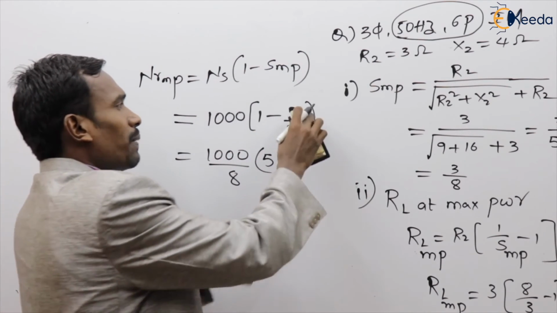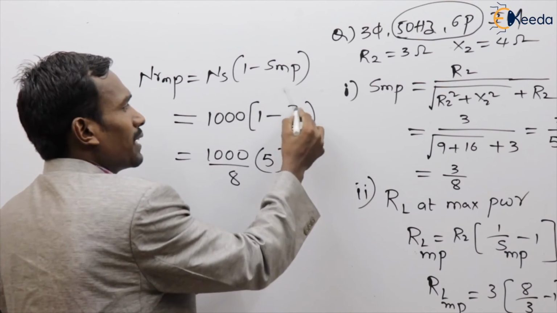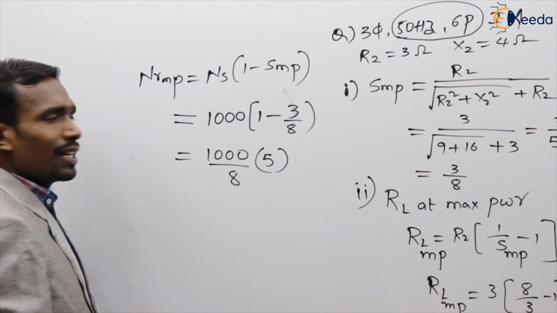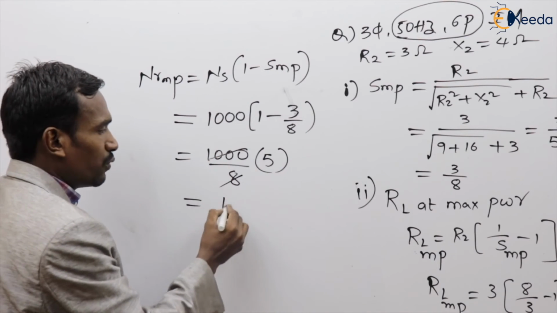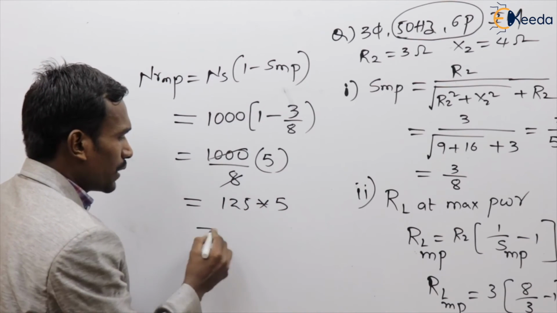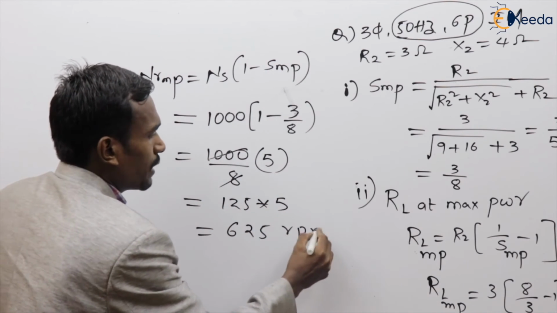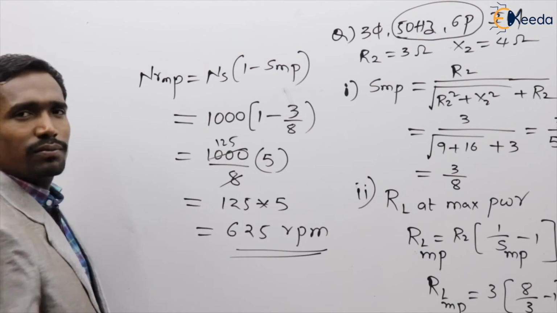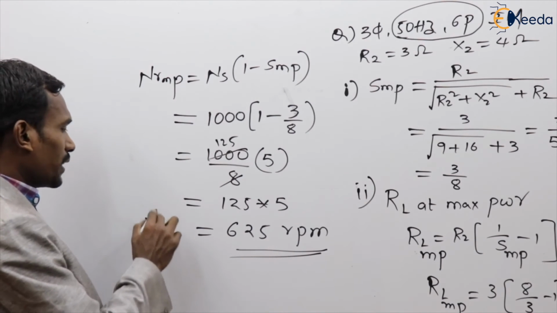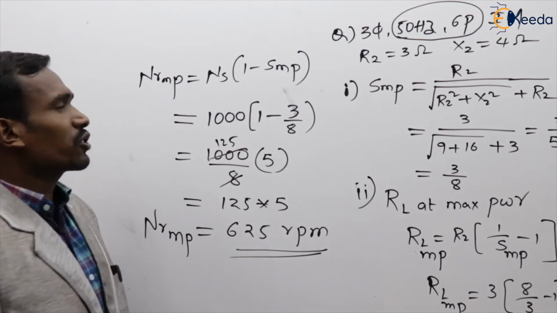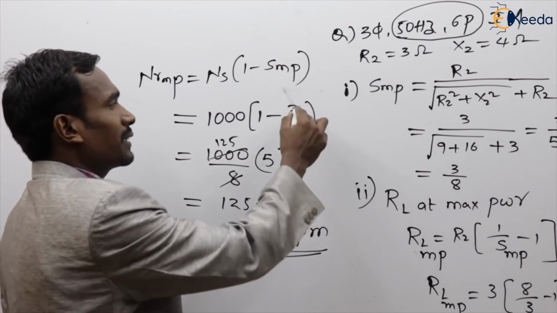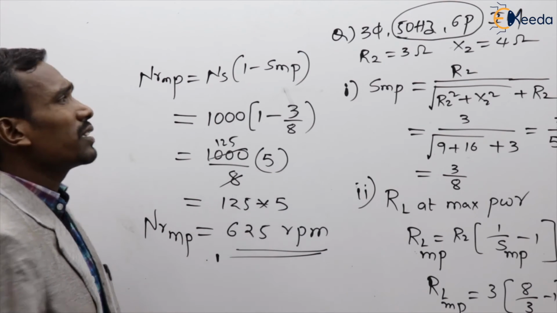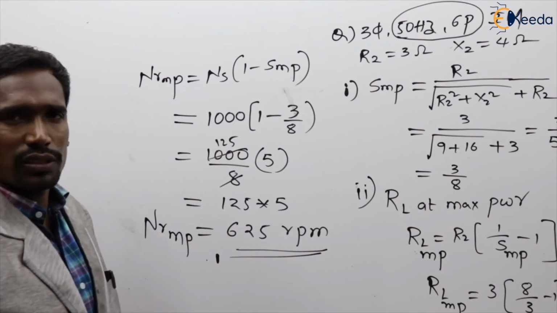1000 by 8 into 5, where 8 minus 3 is 5. So 125 into 5, which is 625 RPM. 8 ones are 8, 125. So my rotor speed at maximum power is equal to 625 RPM. I just substituted the slip at maximum power, 3 by 8; everything else is the same. This is the question on power equations.